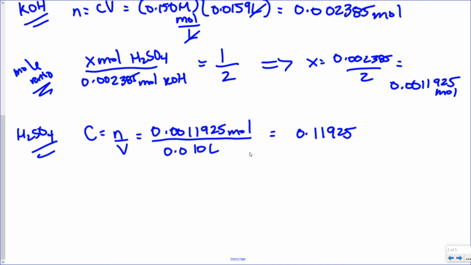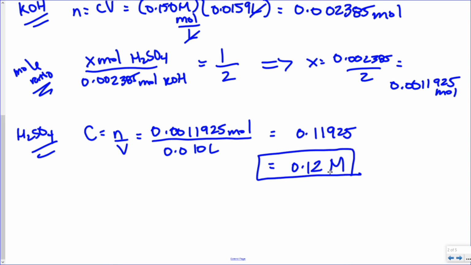And we should round to significant digits. If we take a look at all of our initial measurements, this was the one that limits us. This only has 2 significant digits, so my answer should also only have 2 significant digits. So it should be 0.12, and then our units either could be moles per liter, or I prefer molarity. But either way is absolutely fine.